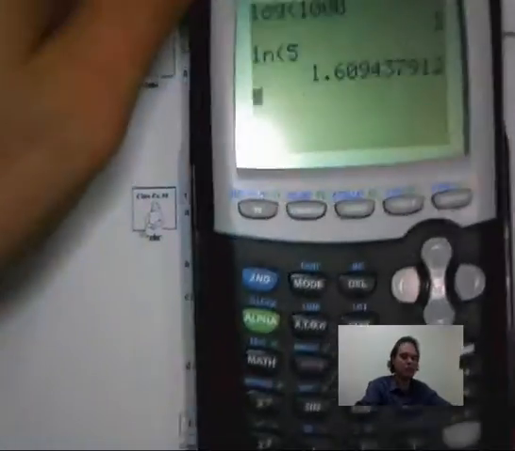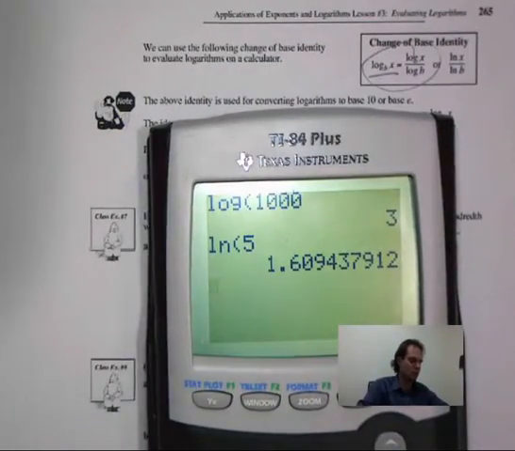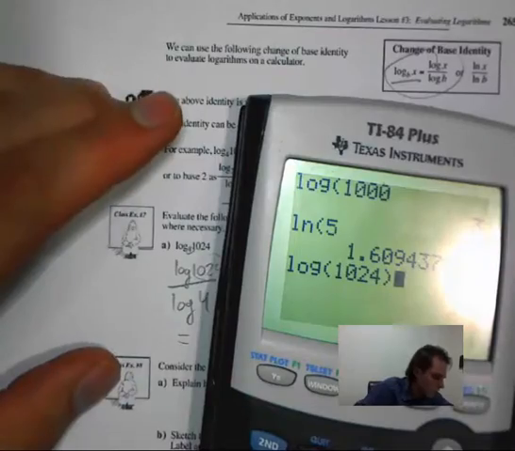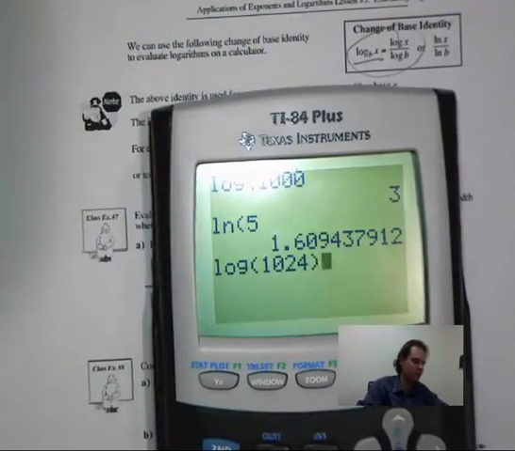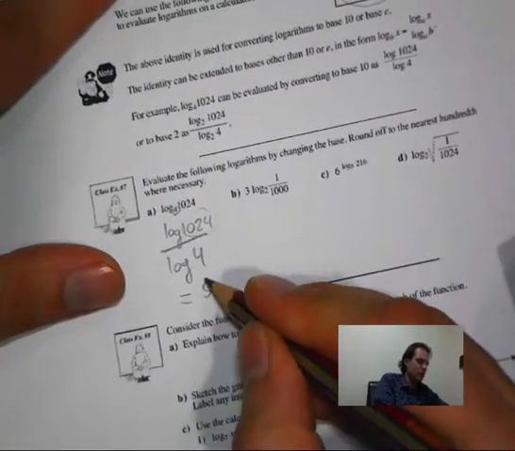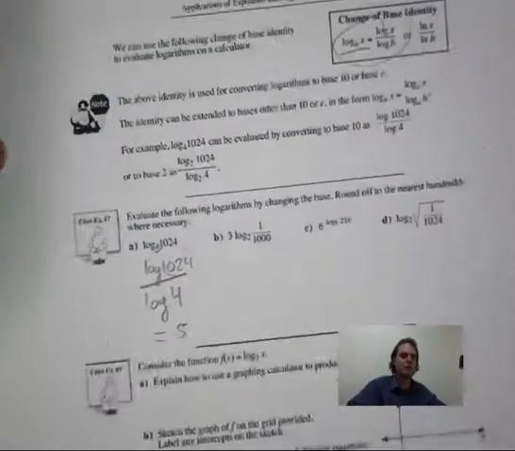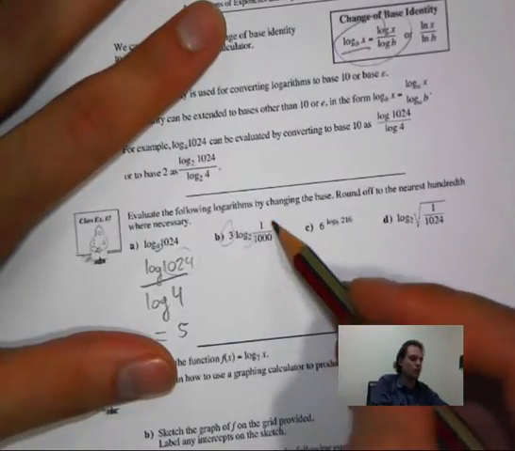When we put it in our calculator, it's very simple to do. Make sure you see it, I'm just going to go log 1024 bracket, and we were in base 4, I believe it was, divided by log 4 bracket. And that is equal to 5. So this is just equal to 5. See how fast it is on a calculator? Easy. This one here is saying 3 times the base 2 logarithm of 1000.